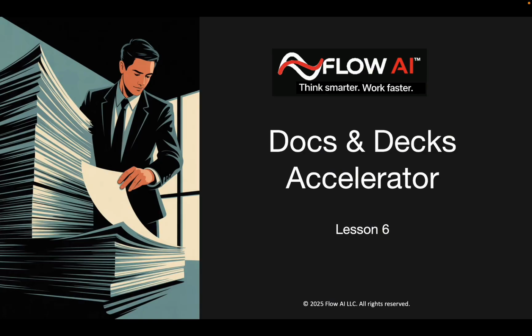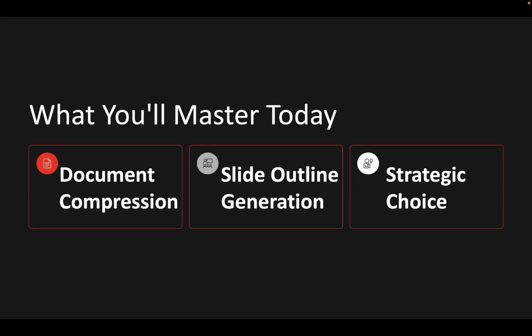I'm going to show you two things. Turn long documents into summaries and turn topics into slide outlines. No theory, just demos. By the end of this lesson, you'll know how to turn 50 pages into one page in 15 minutes, generate a slide outline from a topic in 5 minutes, know when to use AI for outlines versus full drafts. Let's start with the document problem.